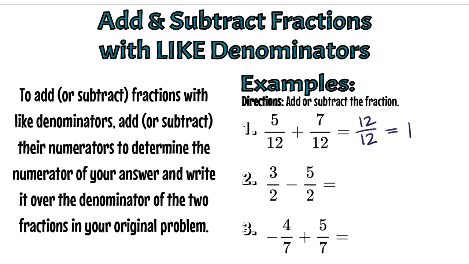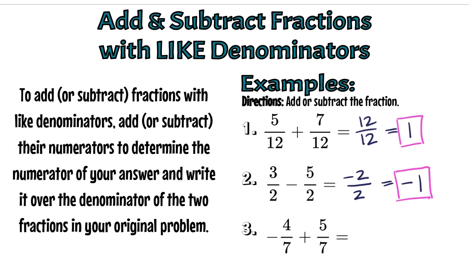Let's do another one together. In number 2, we have 3 halves minus 5 halves. The first step is to subtract our numerators. So 3 minus 5 gives us a negative 2. And then again, we write it over the denominator that the fractions already share. And we see also that this fraction simplifies to negative 1.